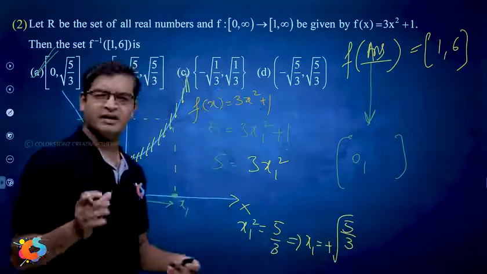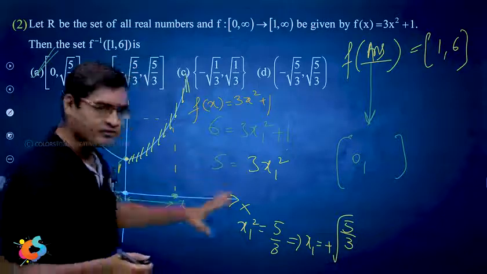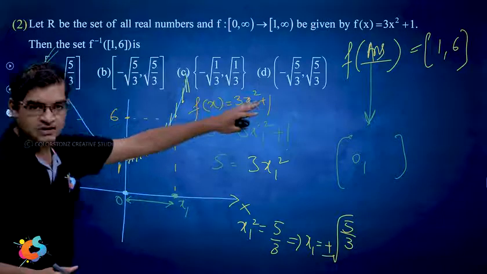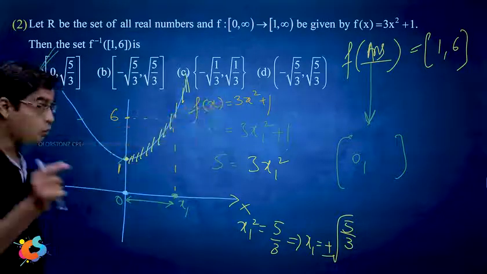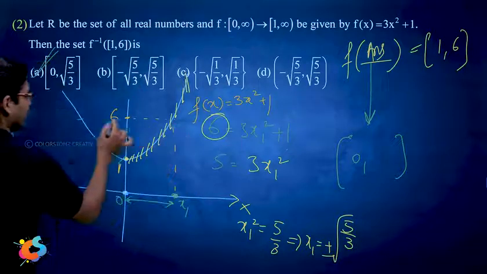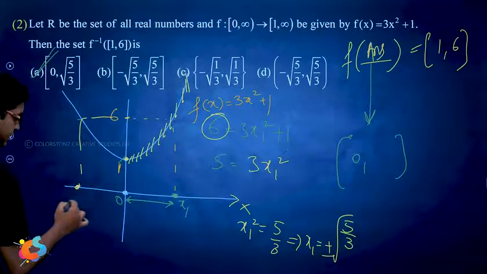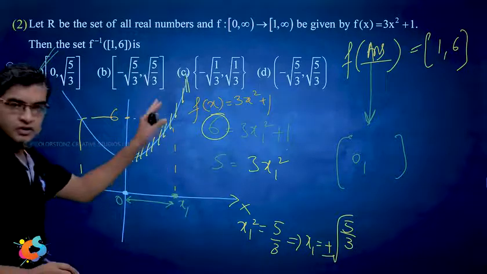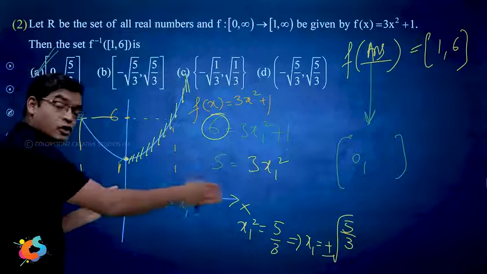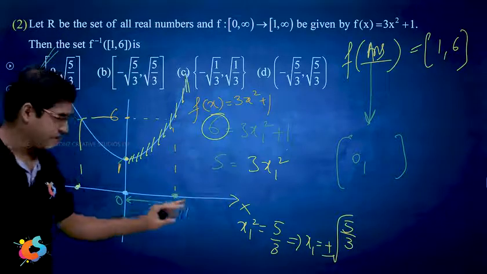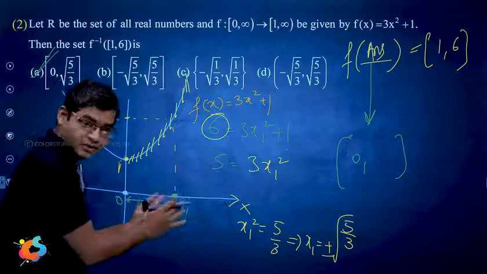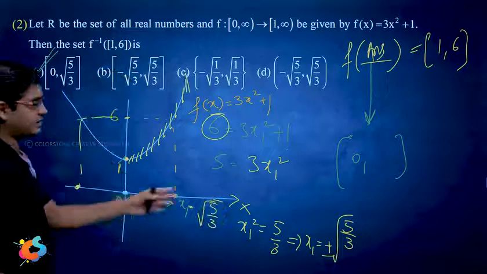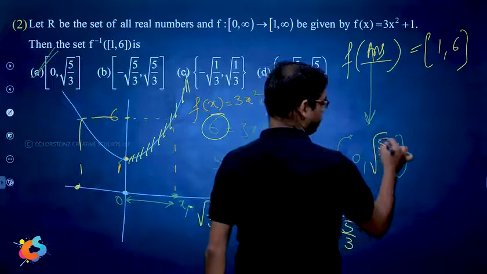Now I am sure you will be wondering, why did we get 2 values? We wanted only 1 value. Yes, we got 2 values because, see, we have taken this function. This function will give output value of 6 for 2 input values, right? So this is also one input value for which output will be 6, and this is also the one. But we are interested in the one which is there on the positive side of x-axis. So therefore, that will be with a plus sign. So under root 5 by 3. So therefore, here it will be under root of 5 by 3.